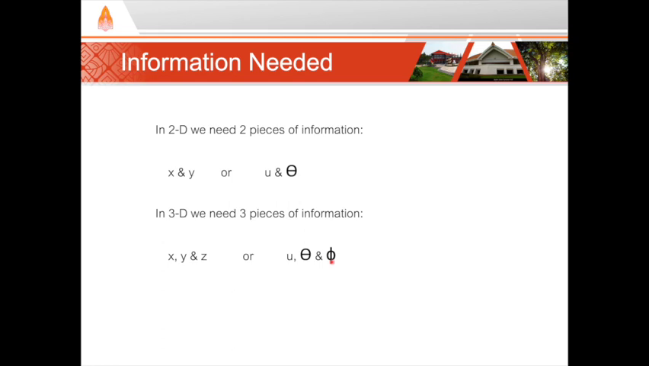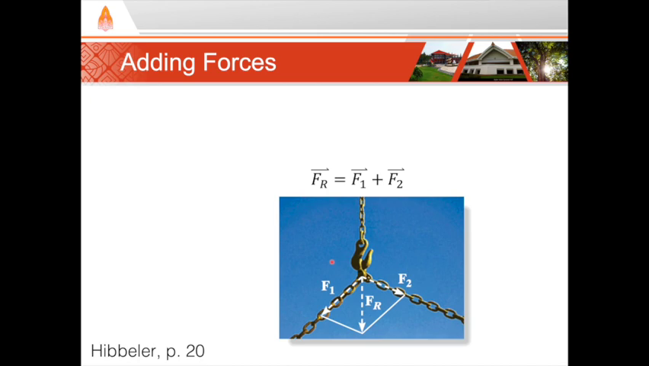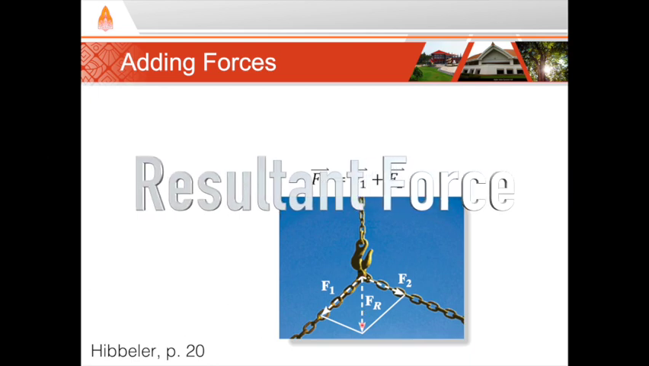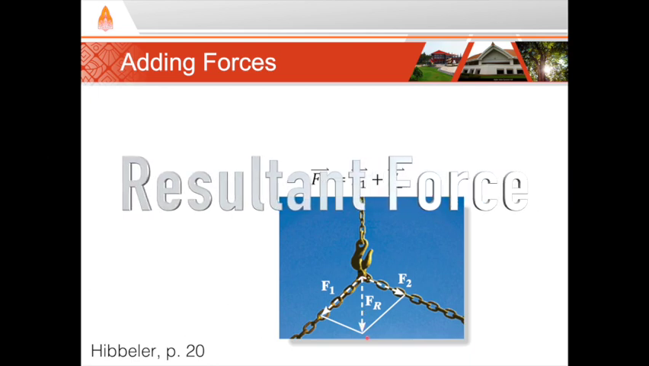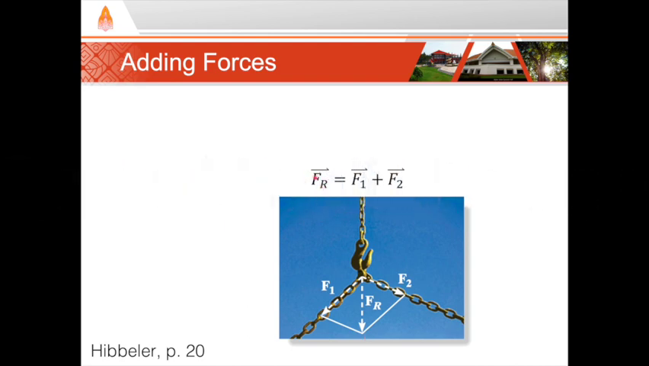Now, if we want to add 2 vectors together, we can do that. This is the idea of finding the total force of 2 different forces combined. So for example, if this hook here has these 2 chains attached to it, there might be a force F1 and a force F2, and the total force of them combined we can call Fr, or the resultant force, or the resultant vector. And so we see that that resultant vector, Fr, is equal to the sum of these 2 vectors, F1 and F2.